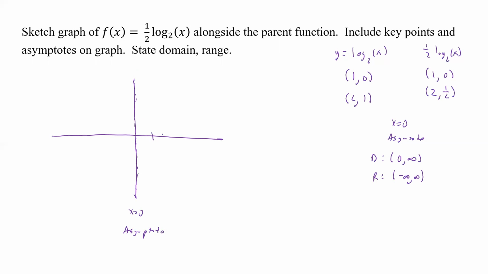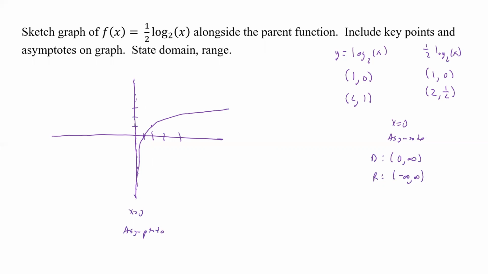And now we have 1, 2, 3. Maybe we better put that. And then we have 1, 2, 3. So 1, 0, and 2, 1. 1, 0, and 1, 2, 1. So we have something like that. And then we have 1, 0 again, but we have 2, 1/2.